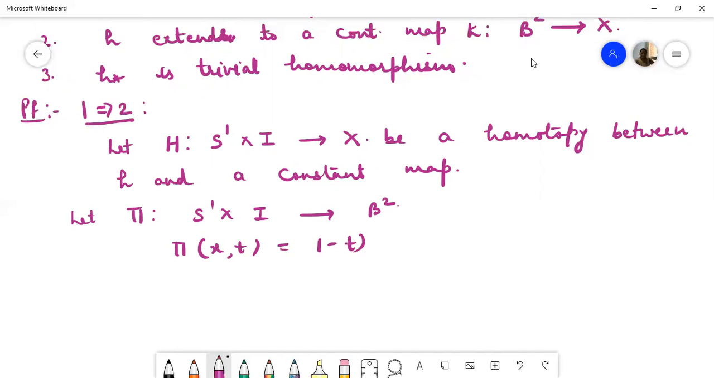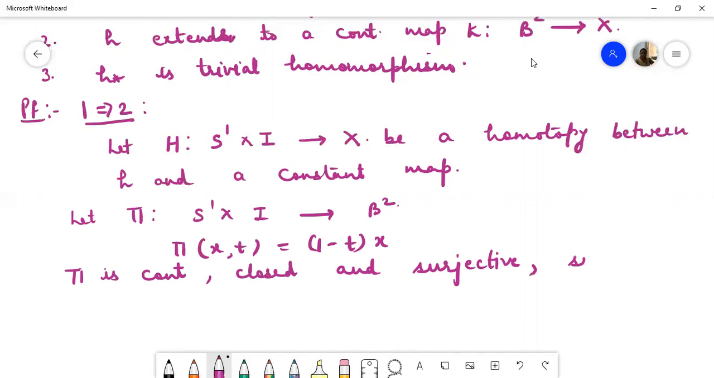equal to (1 minus t) into x. This is for every x in S1 and for every t in I. And we know whenever x belongs to the circle and t belongs to the closed interval [0, 1], then the point (1 minus t) into x lies in B2. So this mapping is well defined. Further, this mapping is continuous because it is (1 minus t) into x. By definition, we can easily verify that it is continuous and a closed mapping, and also it is surjective. And we know every continuous closed surjective map is a quotient map. So it is a quotient map.